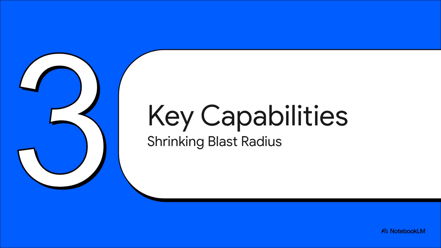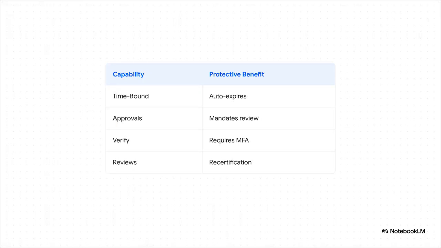Moving on to Section 3, Key Capabilities of PIM. Let's see how this actually shrinks your blast radius. It's incredibly cool how these 4 mechanisms layer together to lock things down. First up, we've got time-bound assignments. You don't just get access forever. Your role access automatically expires after a pre-configured time frame, say just 2 hours.